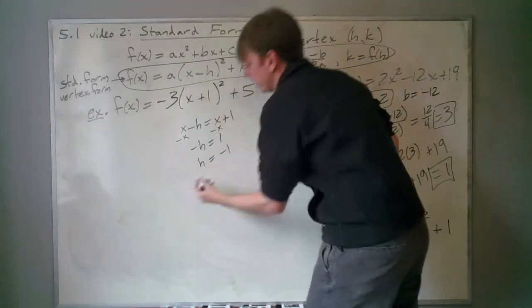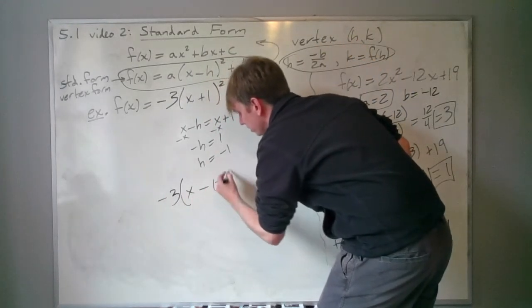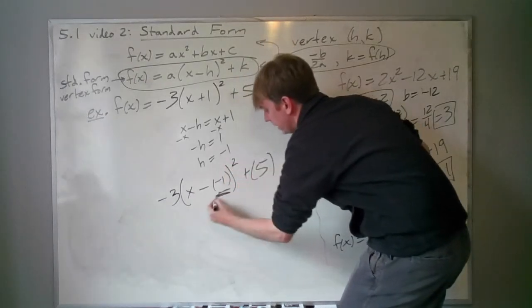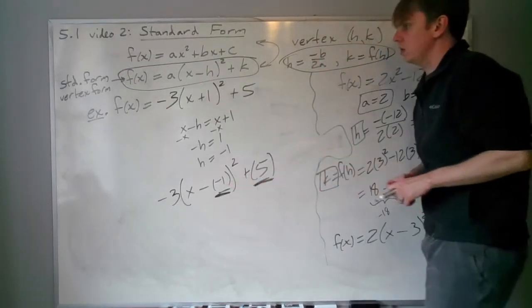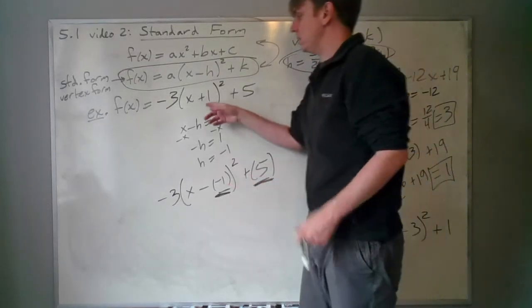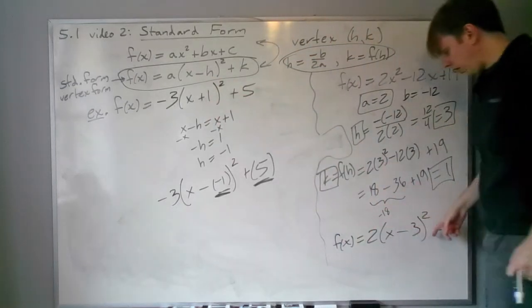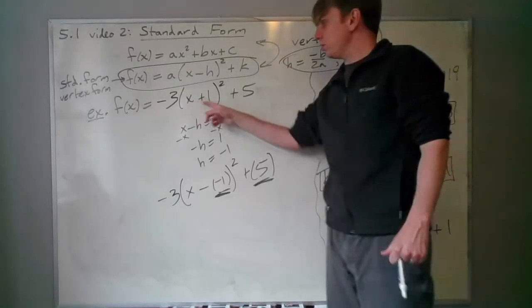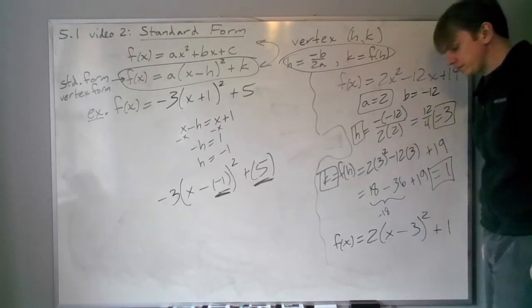Alternatively, you could think about this formula as being negative 3 times (x minus negative 1) squared plus 5. And so there's your h and your k. H is actually a negative number. So another way to think about it is just that h is going to be the opposite sign of whatever you see in the parentheses. In this problem we had x minus 3, so h is positive 3. In this problem we have x plus 1, so h is negative 1. So be careful of the signs of h.